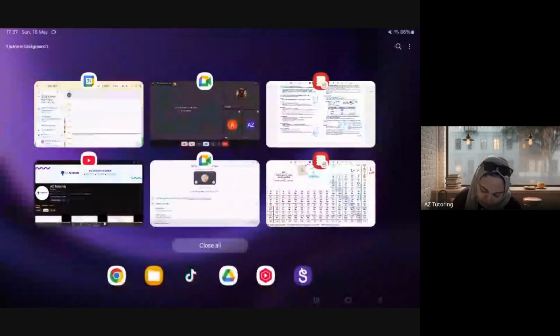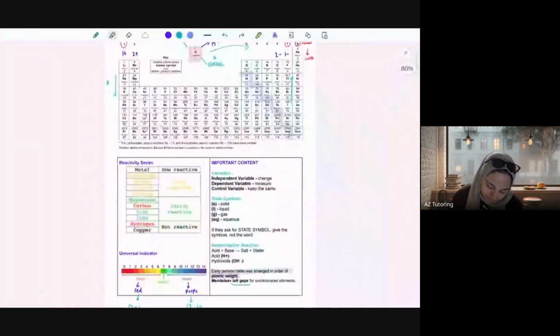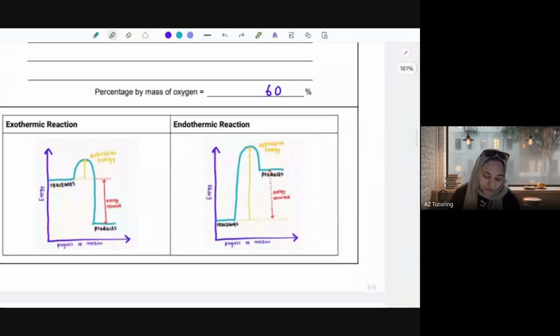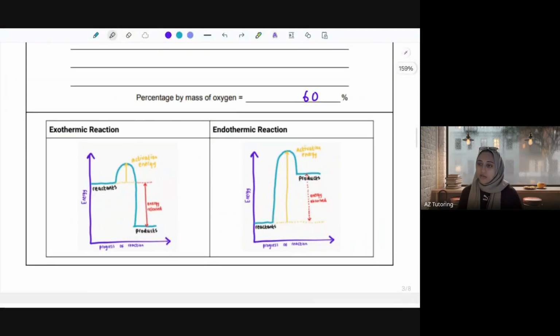Okay, let's go back to here. Okay, we've got some reaction profiles. So what's an exothermic and an endothermic reaction? An exothermic reaction is one which gives out heat, if you're thinking of it in basic terms. So it's the more common reaction. Something like combustion, which you learn for paper 2, is an exothermic reaction. Respiration is exothermic. That's the reason why we get hot when we're respiring.